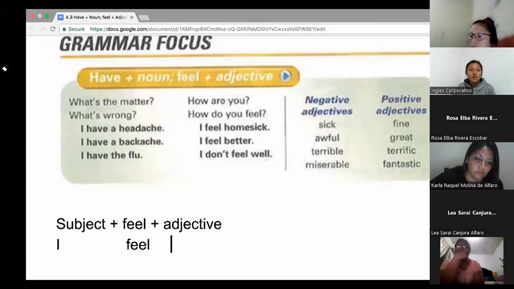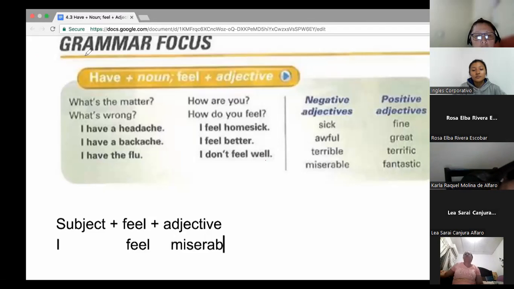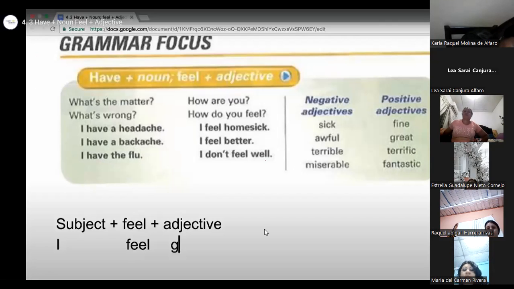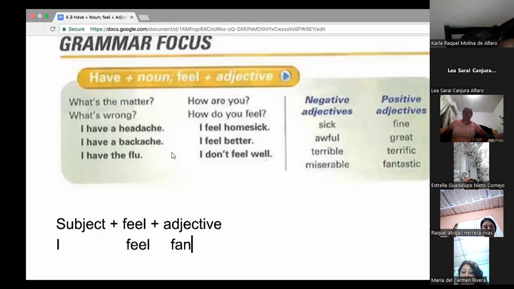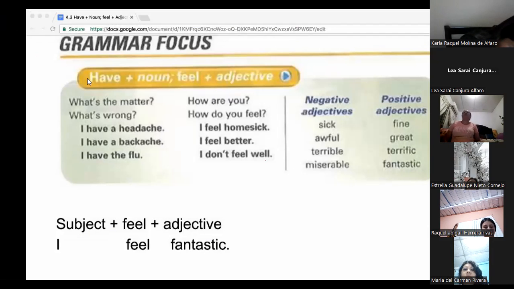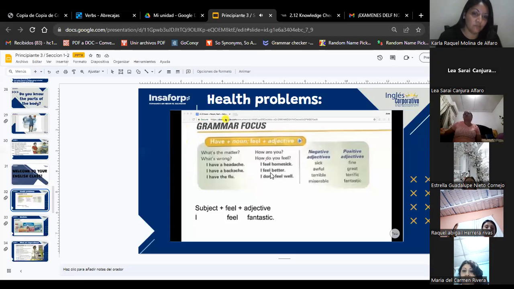I feel sick, awful, terrible, miserable, fine, great, terrific, fantastic. Now it's your turn to practice giving examples of your own. Try to use the vocabulary and try to make examples using have plus noun and feel plus adjective.